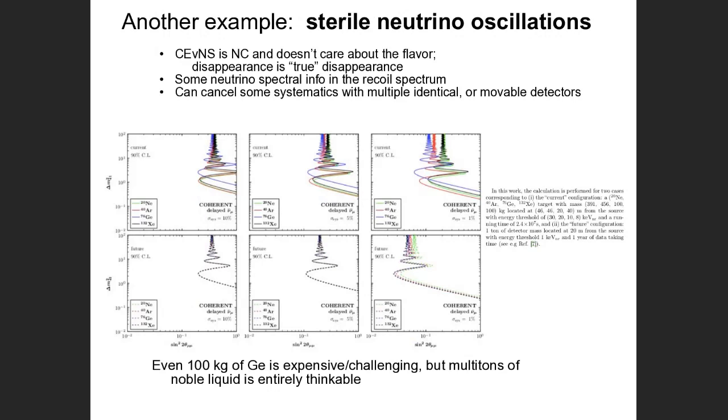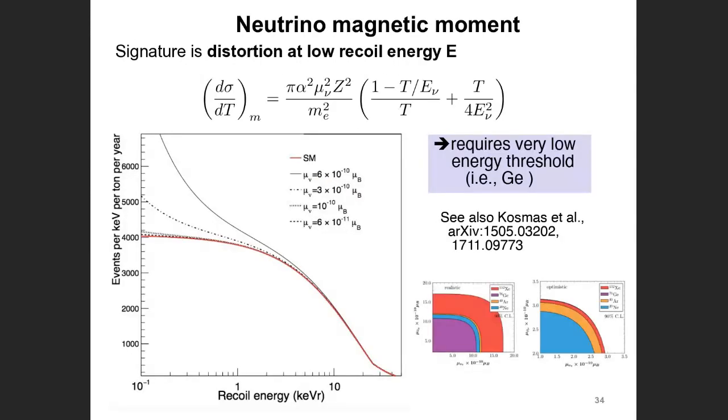Here's another example of physics beyond the standard model. You could look for sterile neutrino oscillations. CEvNS doesn't care about the flavor, so if you have a sterile neutrino oscillation, a disappearance, it's a kind of true disappearance. You get some spectral information in the recoil spectrum. If you have multiple detectors, you can cancel systematics, and this is just an example of the kind of sensitivity you would have. Typically, this is quite hard. You need large statistics for a disappearance experiment, but it's conceivable that you can go after this kind of physics with CEvNS.